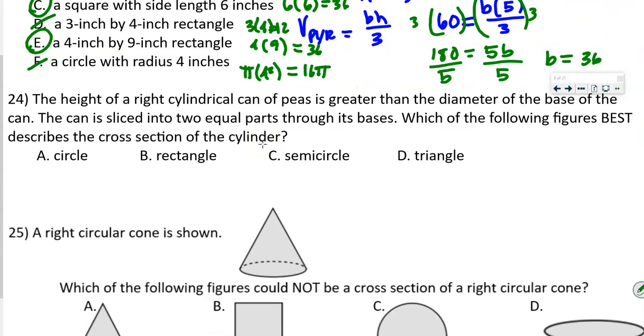All right, number 24 says the height of a right cylindrical canopy is greater than the diameter of the base of the can.